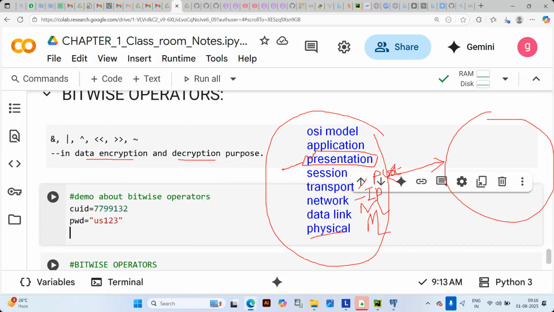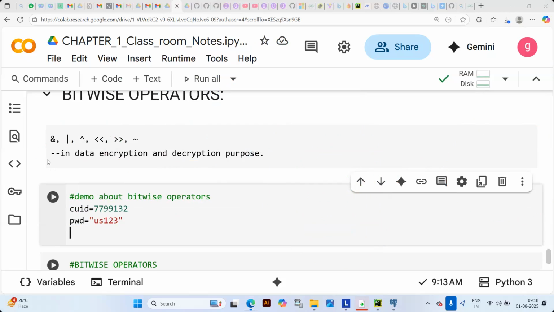For that reason, while transferring the data over the network, the plain data should not go through. The encrypted data has to go through. That is done by encryption using bitwise AND, bitwise OR, bitwise exclusive OR, and so on. Clear? Now, what I'm doing here, using the ASCII value, the actual customer ID and password are converted by the presentation layer into another form.